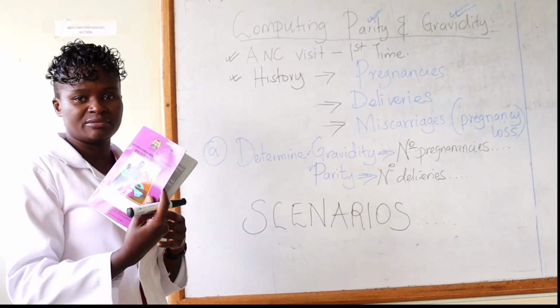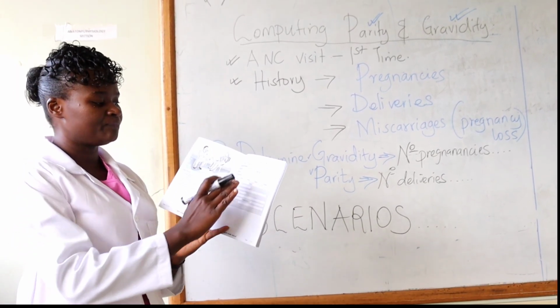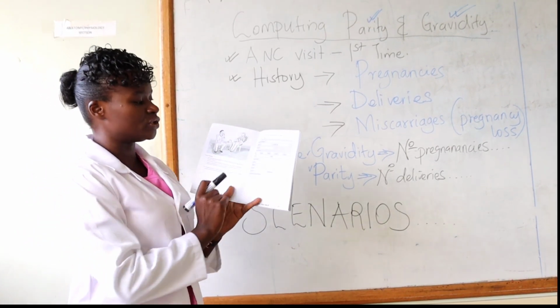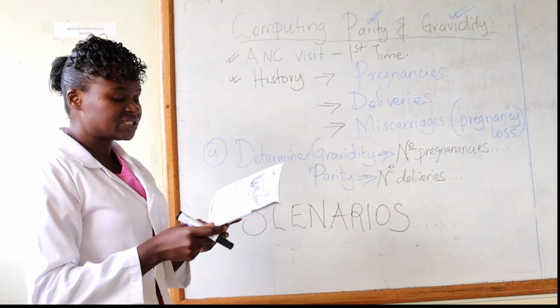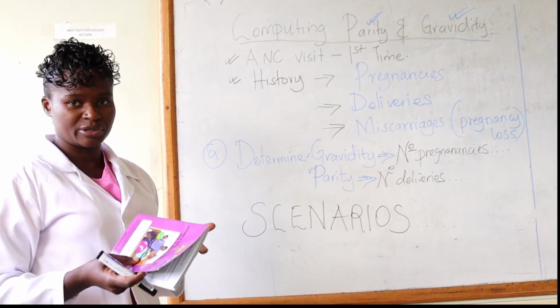With me here is the ANC booklet, and in the very first page, the initial page where we normally indicate the personal information for the client, is a section where we also indicate the parity and gravidity. That information is important for us to be able to manage this mother appropriately.